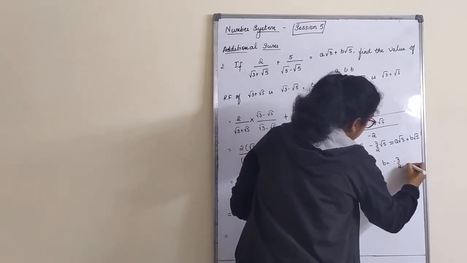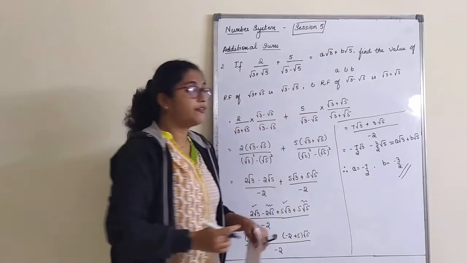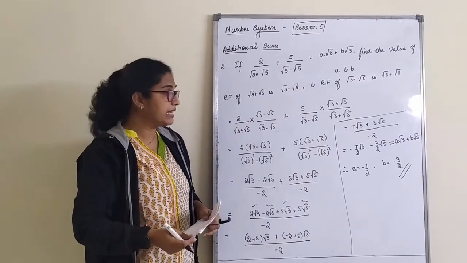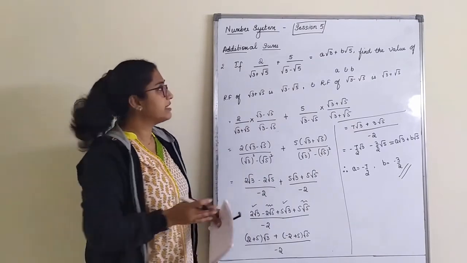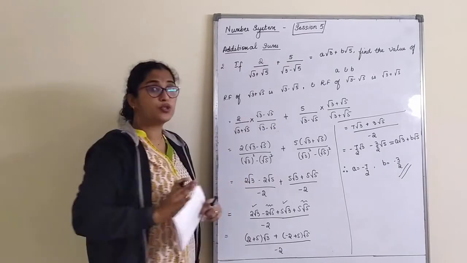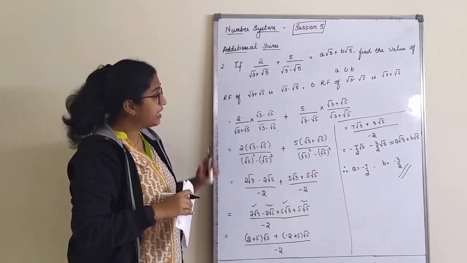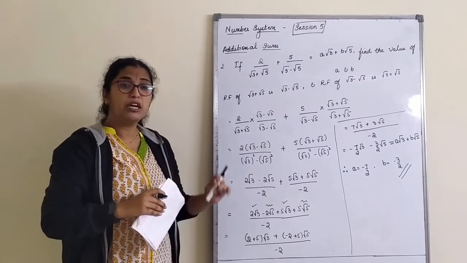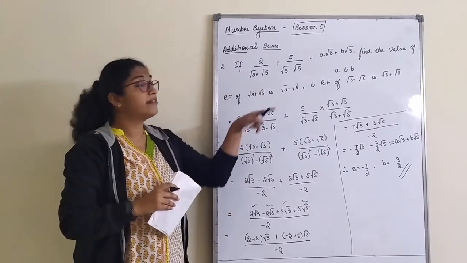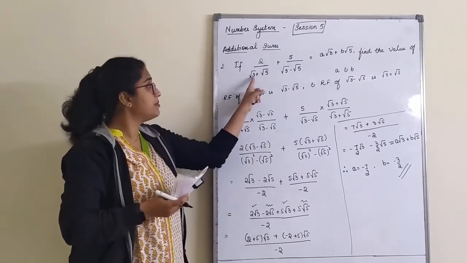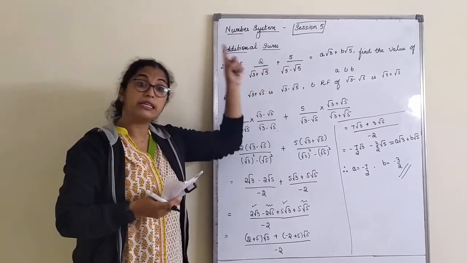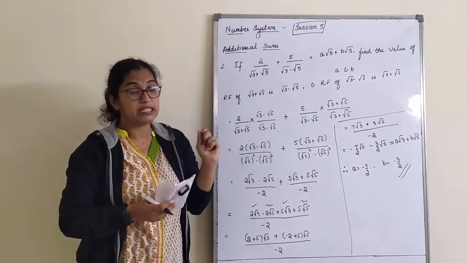Minus 3 by 2. This is how you find these sums, right? Simple. Your thing is to forget about the RHS, what is given. You know how to rationalize it. I have done it by rationalization only because usually you get the sum in rationalizing form. Only this sum is in the form of a plus b, a minus b. Try with LCM. You have to get the same answer.